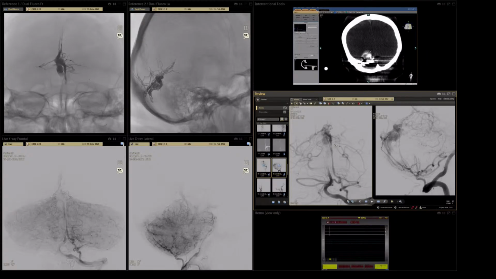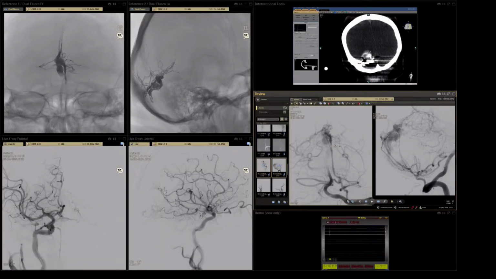Okay, let's inject a little bit more and then we can finish. Yes, the right PCA territory. On the previous angio, it was normal. It was a branch going to the fistula, but it's not more functional. It's good.